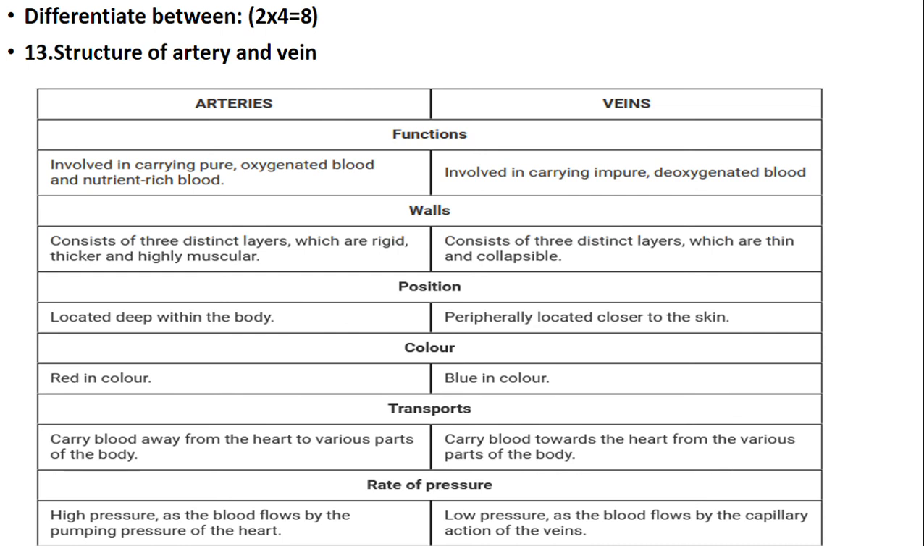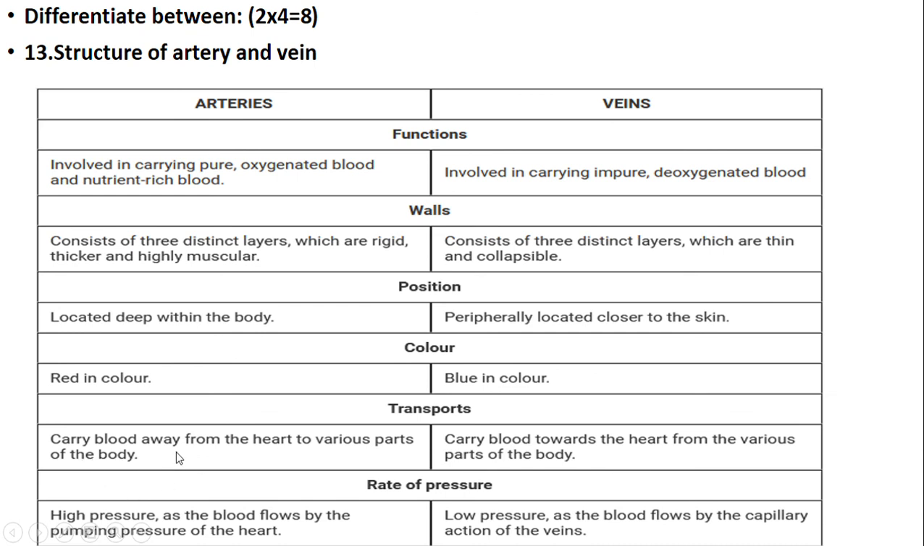Next is differentiating between arteries and veins. In function, arteries carry pure oxygenated and nutrient-rich blood, but veins carry impure deoxygenated blood. Walls. The arterial walls consist of three distinct layers that are rigid, thicker, and highly muscular. But the veins have three distinct layers which are thin and collapsible. Arteries are located deep within the body, but the veins are peripherally located close to the skin. Arteries are red in color, but the veins are blue in color.